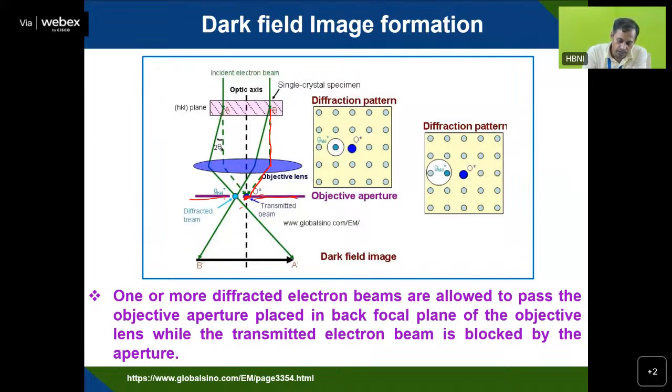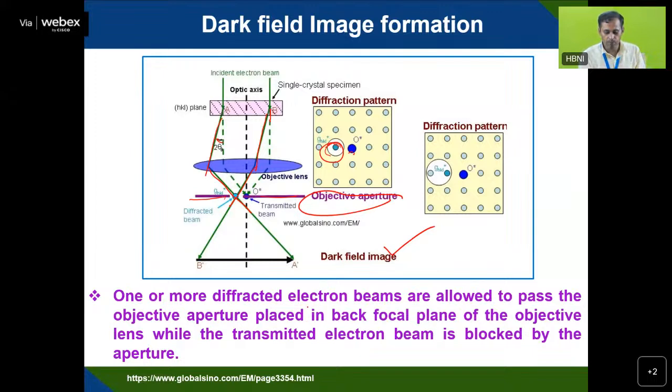Only the diffracted beam is here. The diffracted beam which is falling here at 2 theta, where Bragg's law is satisfied, is diffracted, and that beam is transmitted through this objective aperture to get the image. You can see the center beam here is getting stopped, and this diffracted beam is being used. Because of the diffracted beam, either multiple or single, you are able to get the image that is mainly called the dark field image.